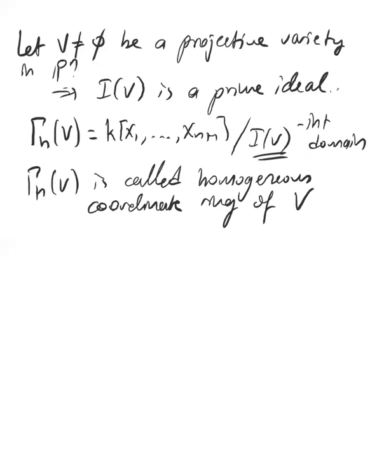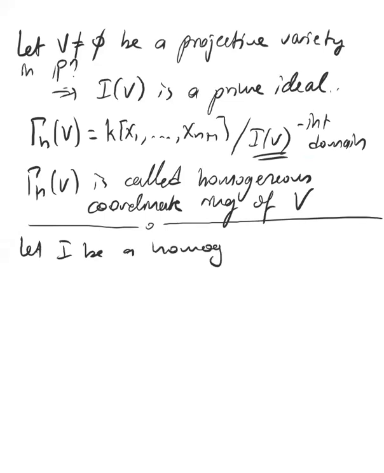Okay. Suppose now that I is a homogeneous ideal in K[x1, ..., xn+1]. Typically, it is the ideal of a subset of Pn.